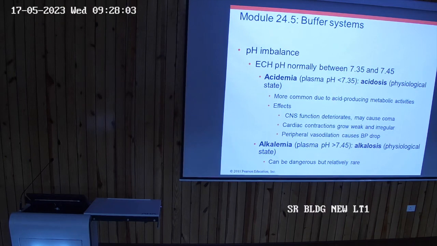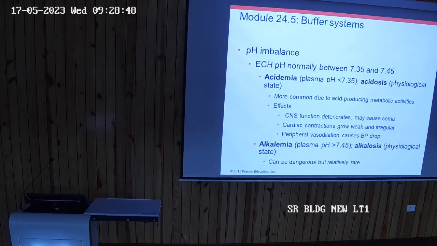So acidemia is more common due to acid producing metabolic activities. The effect is CNS functions deteriorate, most important. If there is deterioration of CNS function, it may result into coma. Ketoacidosis is the example. Cardiac contractions grow weak and irregular. Peripheral vasodilation causes blood pressure to drop. Acidemia is increase in the hydrogen ion, so it will cause vasodilation. So this is the role of hydrogen ion or decreased bicarbonate ion concentration.